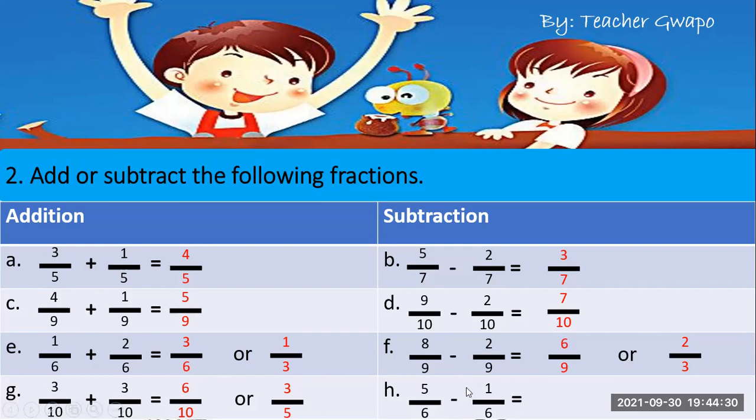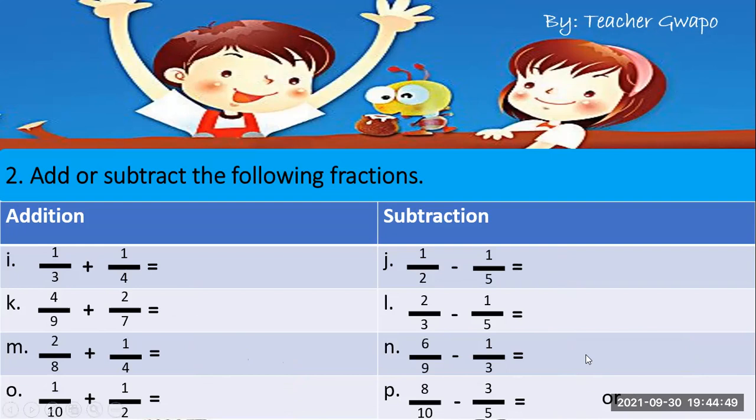Letter H, 5 minus 1 is 4. So 4 over 6. Or because we can simplify this one, we can write here 2 over 3, because 4 divided by 2 is 2, and 6 divided by 2 is 3.